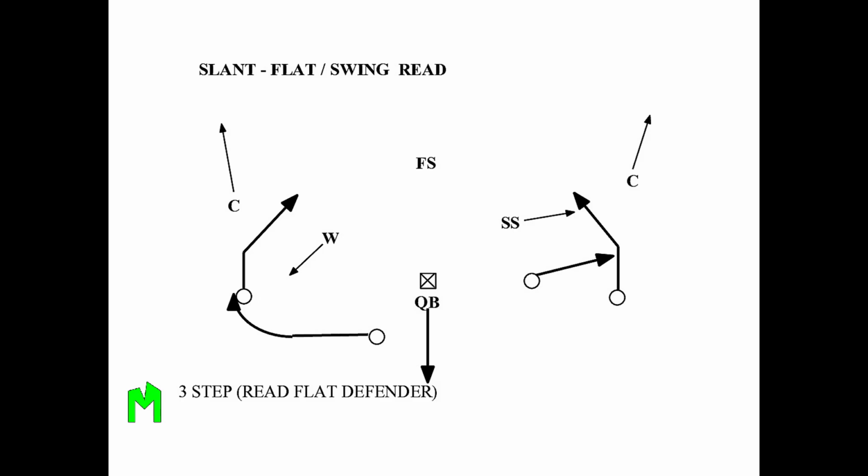This slant, flat, and swing read diagram illustrates how the quarterback reads the flat defender during a 3-step drop. The QB watches the defender's movement to decide whether to throw the slant or the flat route, ensuring the pass avoids the defender and finds the open receiver quickly.